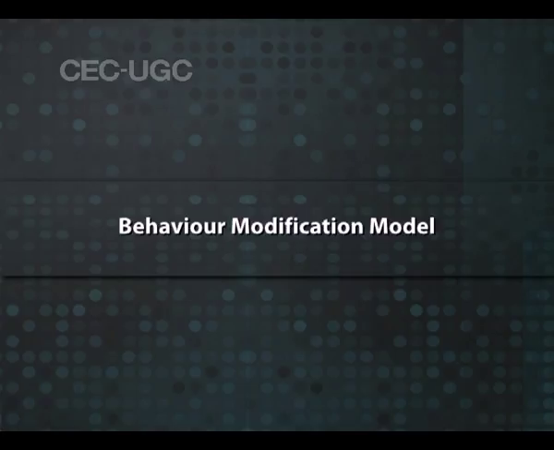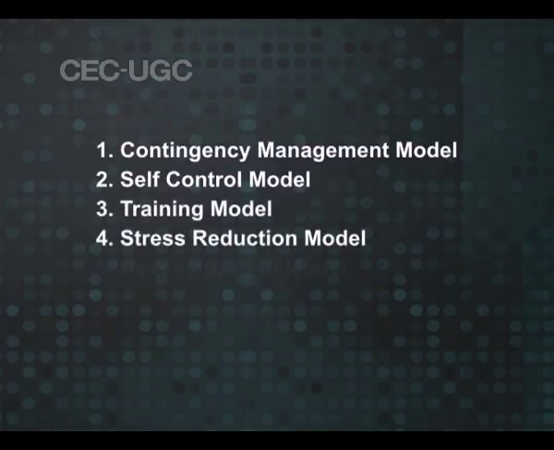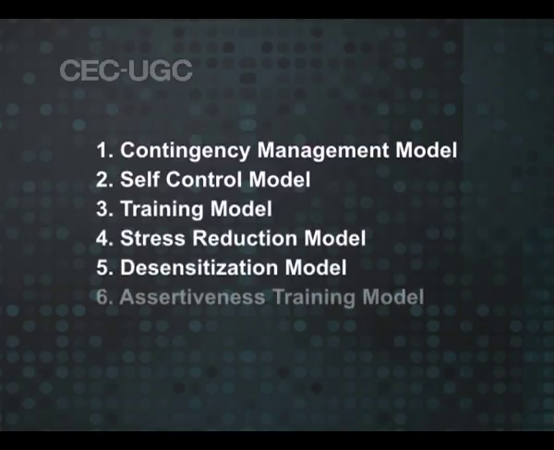Next family, the behavior modification model. These models focus on observable skills and behaviors, that is, they emphasize the changes in the visible behavior of the learner. The various models which belong to this category are: contingency management model, self-control model, training model, stress reduction model, desensitization model, assertiveness training model.